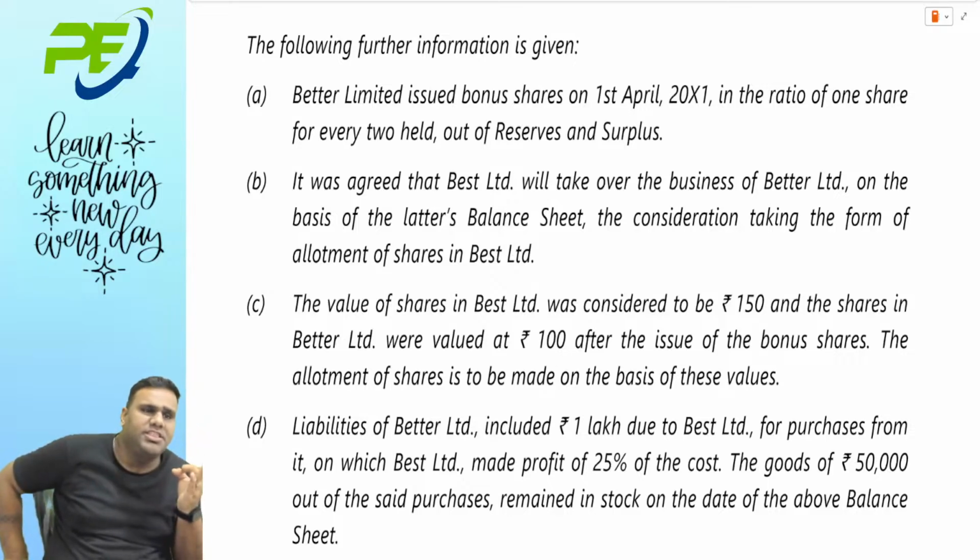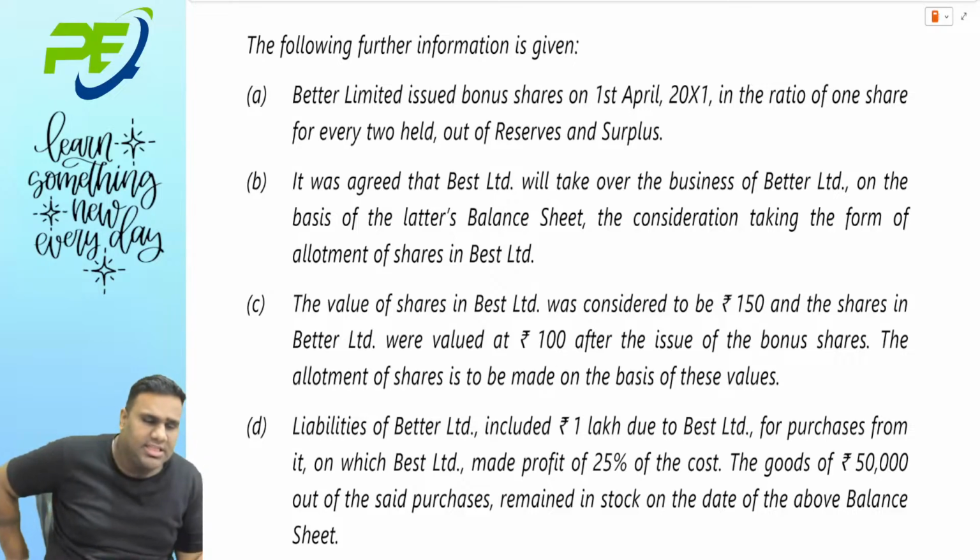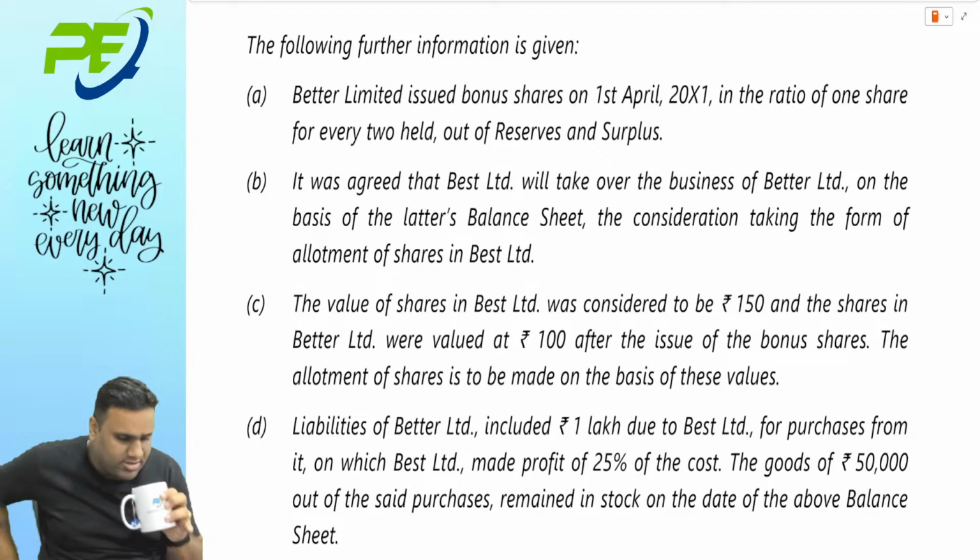The purchase consideration is the trickiest part. Just 2 lines, but it is more than enough to complicate things. At least the C part, read the C sentence 3 to 4 times.